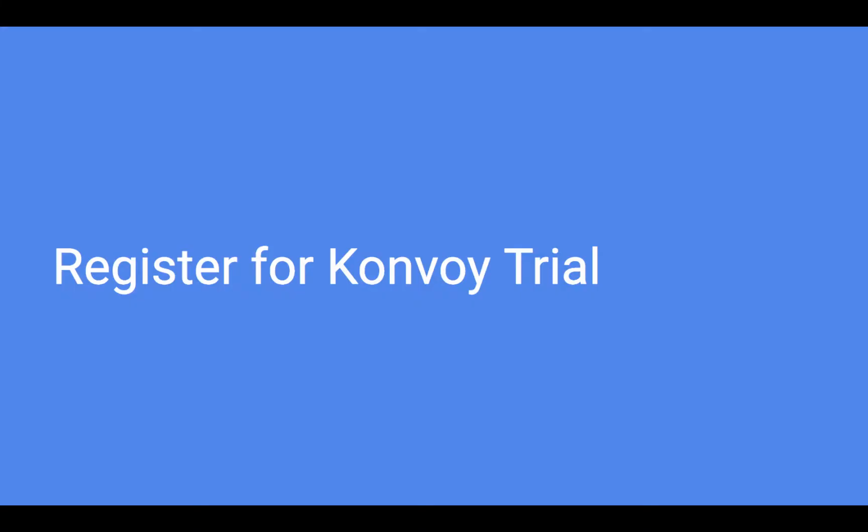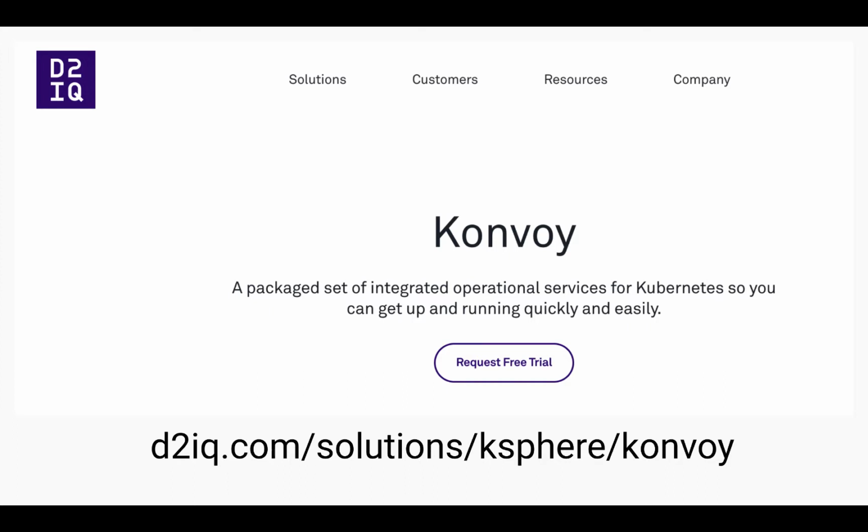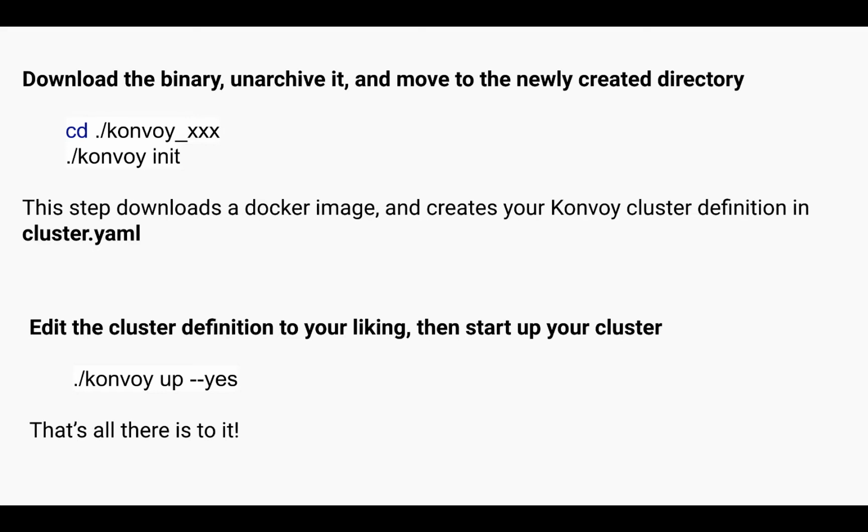First, you will register for the Konvoy trial. That's simply a matter of visiting d2iq.com, solutions, KSphere, Konvoy, and requesting the free trial. Once you do that, you'll get something to install, and that will be a binary that you unarchive, and then you'll move to the newly created directory and type konvoy init.